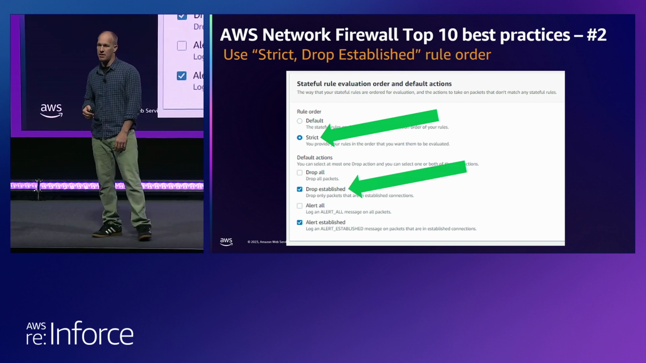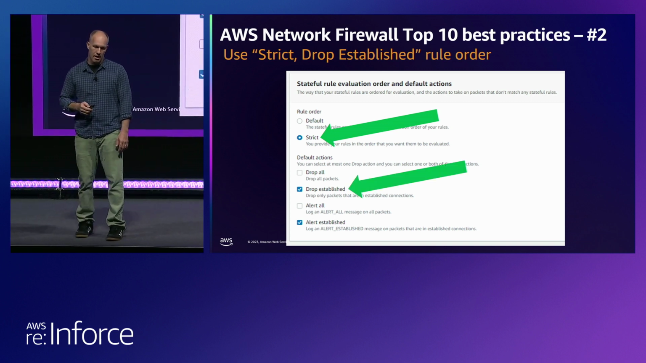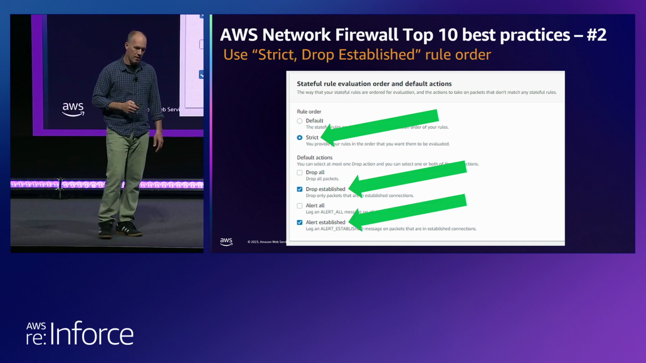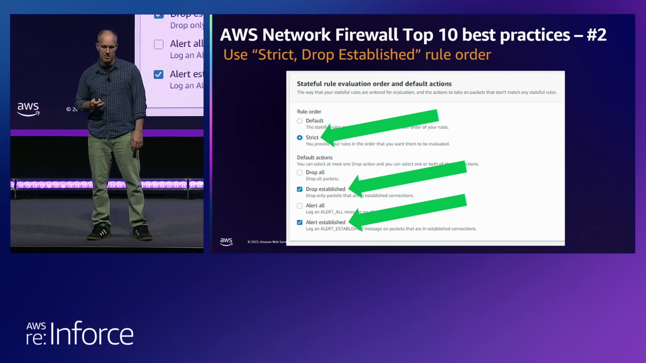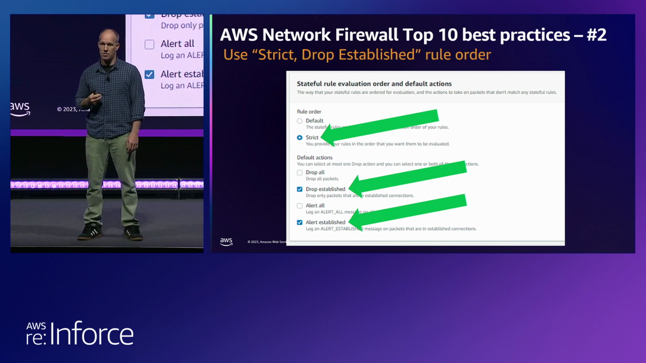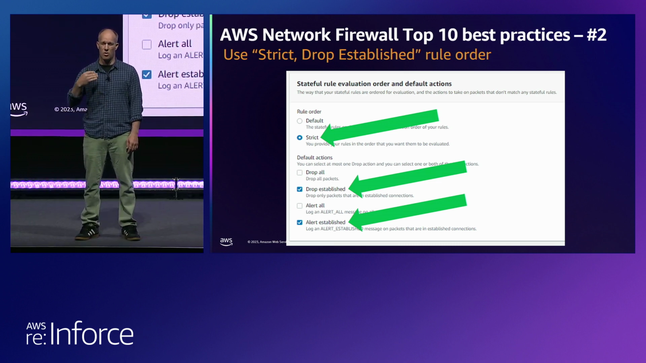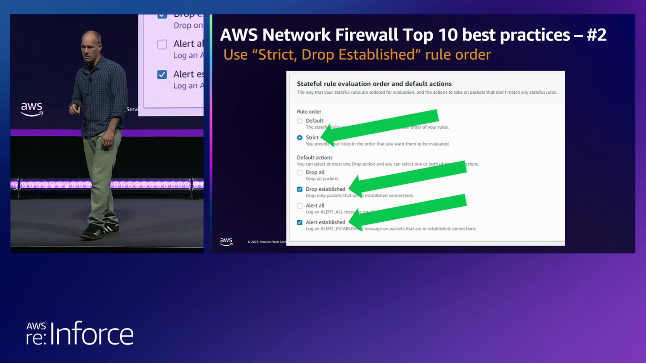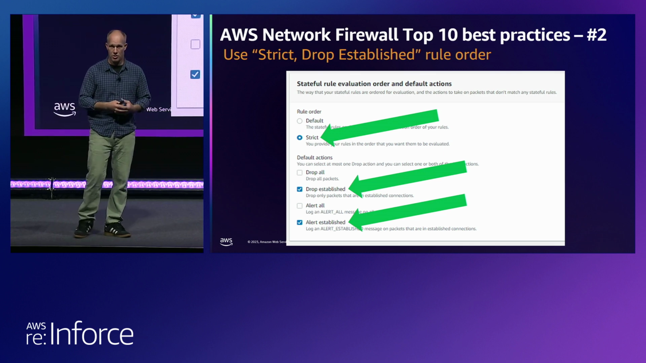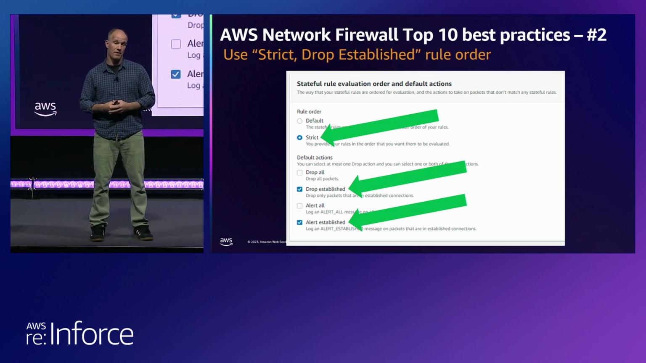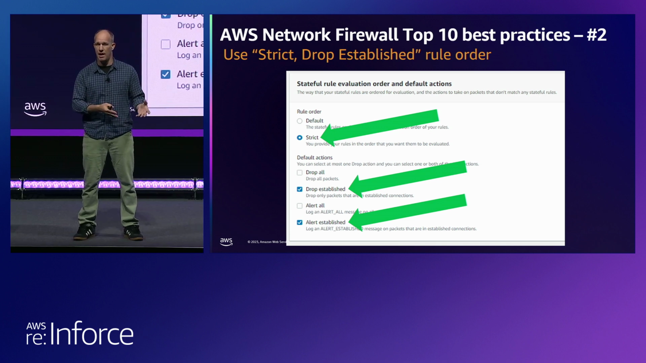There are some sub options that go along with that. The most important one here is the drop established and the alert established. What this does is it says that Network Firewall should process the rules in the order that you define and only allow traffic that you are explicitly allowing and deny everything else. So usually customers will start out using the alert established. That will provide their logs with a lot of context for what traffic would be blocked, what traffic is outside of what is being allowed explicitly.